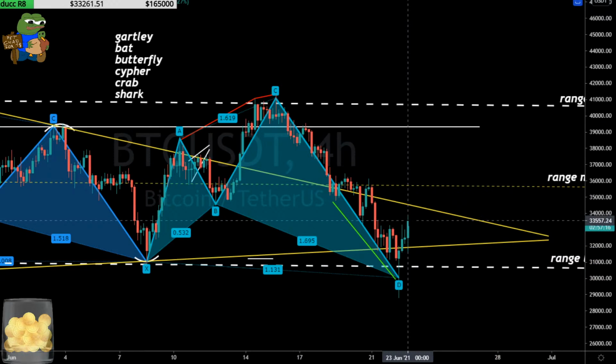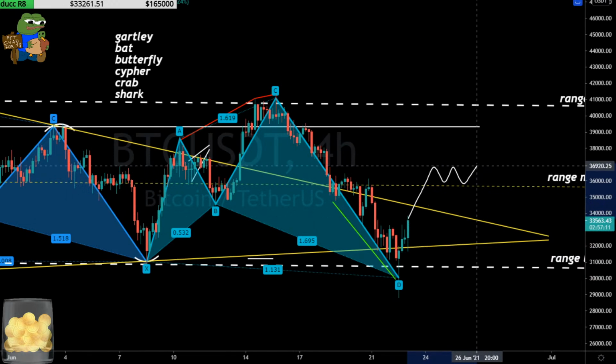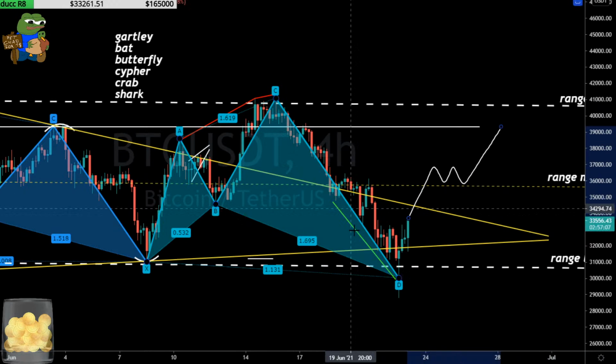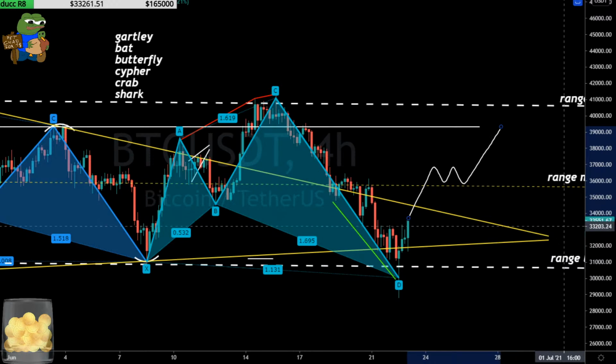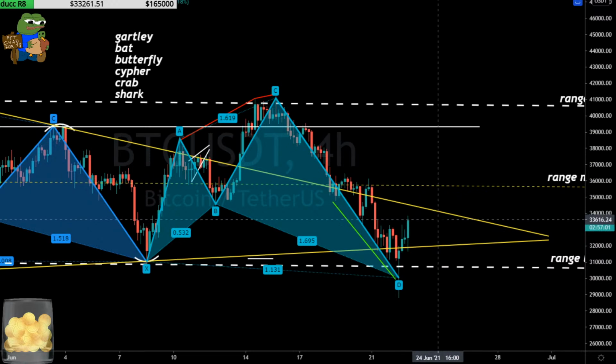Of course, there's a chance you just blow right through this, and then you don't even need to worry about it because you just straight up do that. So that's, of course, our most bullish scenario, but it's not likely.